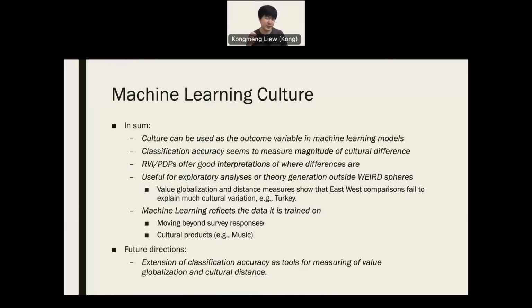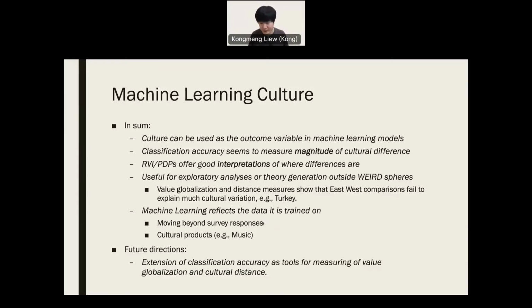I think where it can be most useful is when we want a very quick and very dirty look at cultural differences outside WEIRD spheres. Like we want to compare, say, I don't know, maybe cultural distances from Turkey, for example, just to get an idea of what are the unique traits of that country.